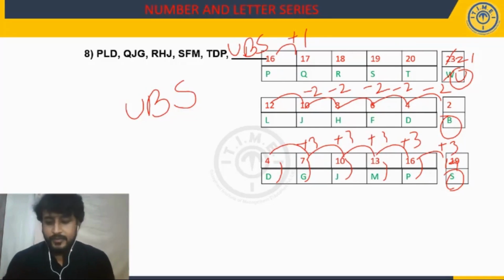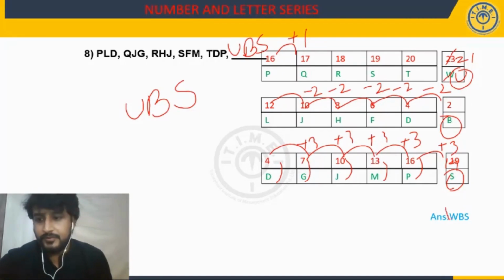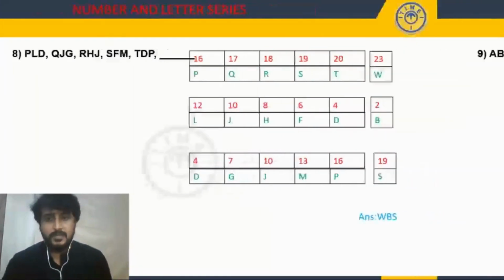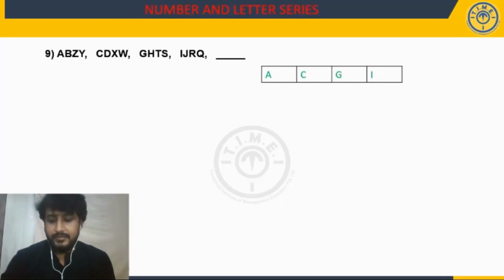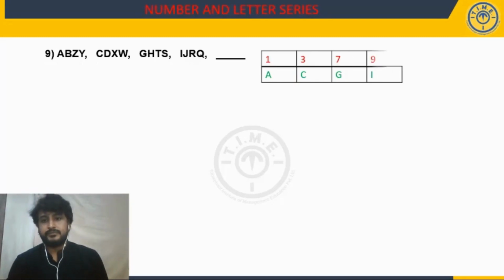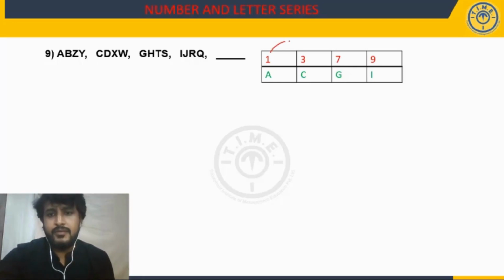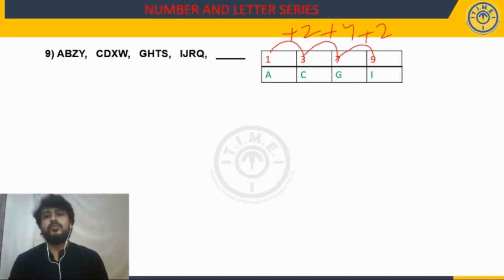Okay, let's move to question number 9. And the answer is UBS. Sorry. Now, here each group consists of how many letters? 4 letters. Okay, so first identify the logic in the first set of letters A, C, G, I and go ahead with the place values. 1, 3, 7, 9. 1 and 3 increased by 2. 3 and 7 increased by 4. 7 and 9 increased by 2. So plus 2, plus 4, plus 2. So what will be next?